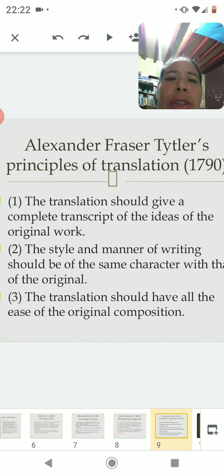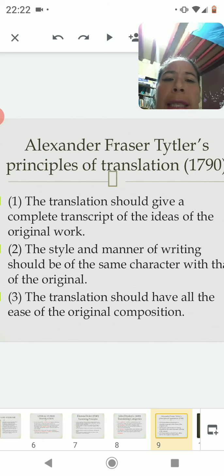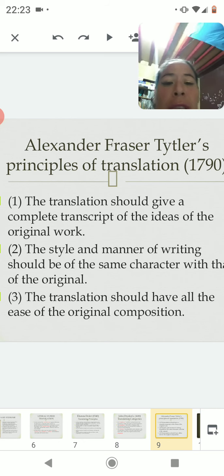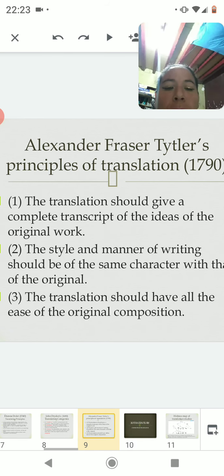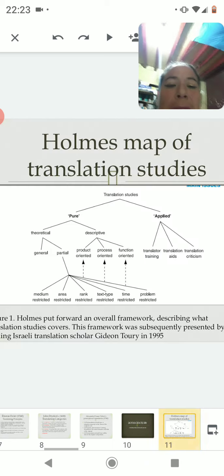Some of Alexander Fraser Tytler's principles of translation from the 1790s are that translation should give a complete transcript of the ideas. The style and manner of writing should be the same as the original, and the translation has to have the closest meaning to the original. Now we talk about the 20th century.